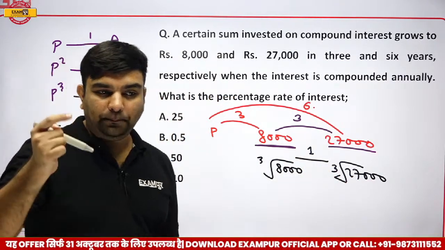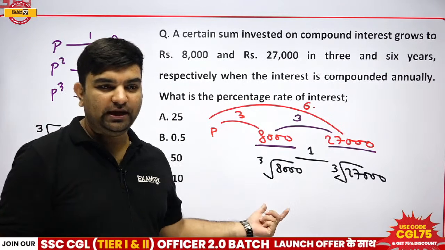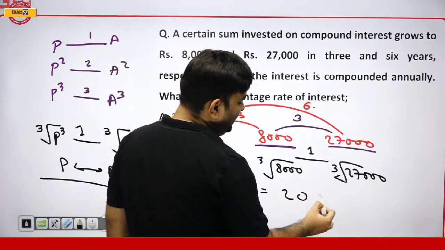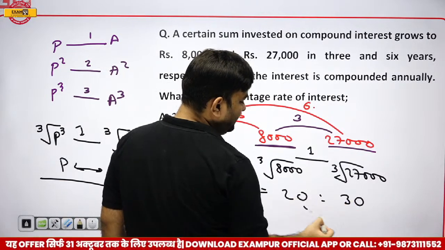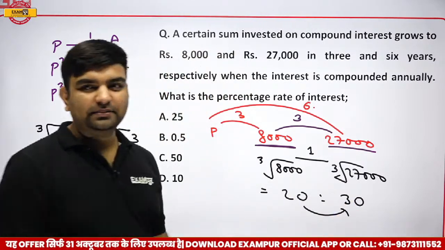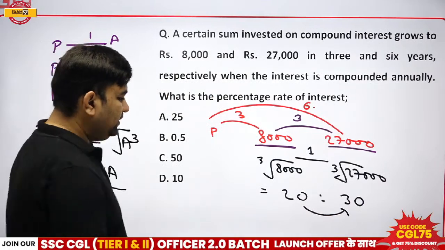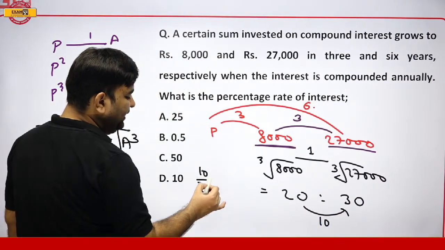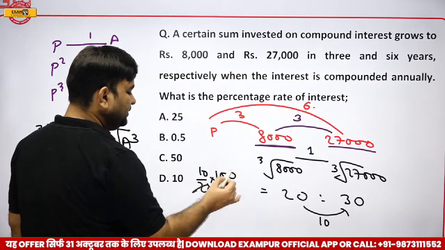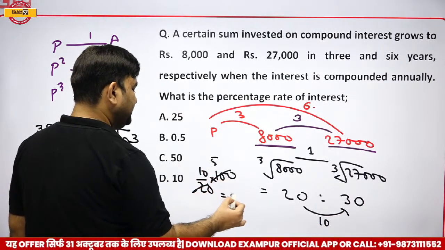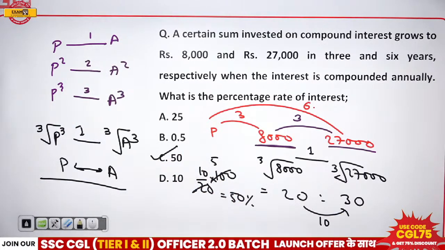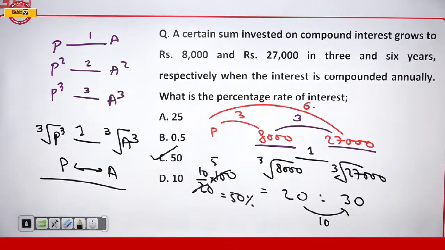You have to make the time 1 by 3. So, take the cube root, 1 by 3. So, 20 will become 30 in 1 year. You will say interest of 10. Interest of 10 over 20 into 100 is 50%. My dear, 50% is the rate.